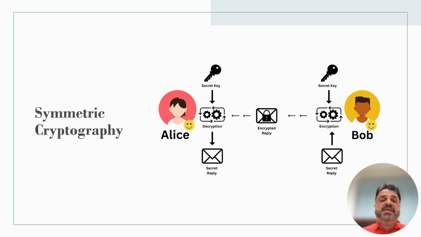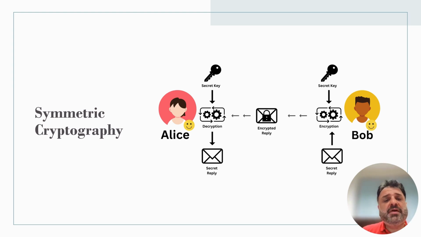So, the features of symmetric cryptography. The first feature is that it is fast and efficient. It is faster than asymmetric cryptography, making it ideal for encrypting large amounts of data like files or databases. And also both parties must have the same key and keep it secure. If the key is exposed, the encryption is compromised.